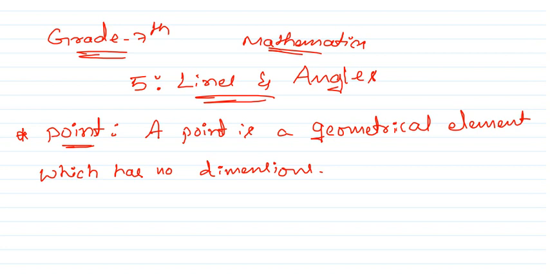For example, if we are moving in one straight line, it is having the dimensions. We can say we are moving in the north direction or the south direction. We can easily say the direction, right? But when we are talking about the point, this is the point. See, in the round circle, I did one point. That point does not have any dimensions. A point is a geometrical element which has no dimensions. This is the definition for the concept of point.